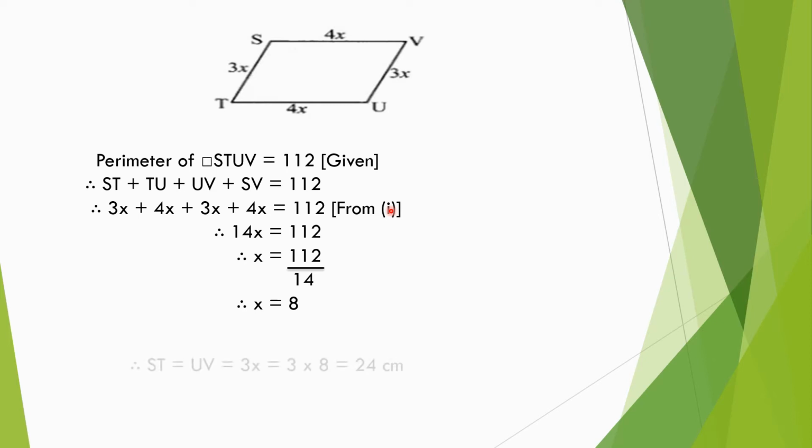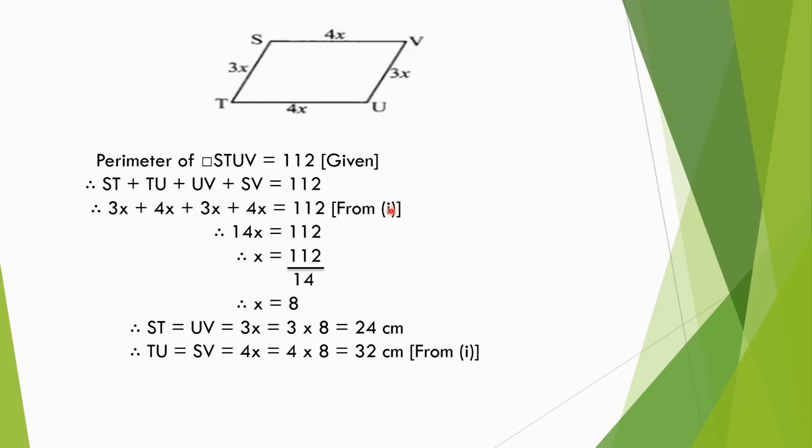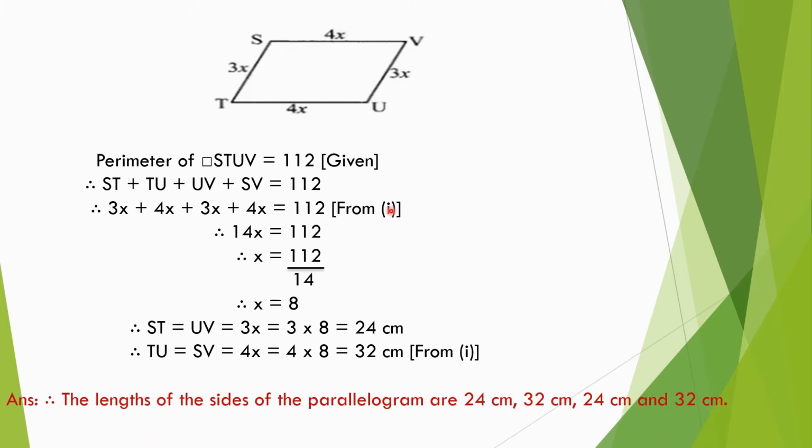And therefore ST is equal to UV is equal to 3x, that is 3 into 8 is 24 centimeter, and TU is equal to SV is equal to 4x is equal to 4 into 8 is equal to 32 centimeter. And therefore the final answer: the lengths of the sides of the parallelogram are 24 centimeter, 32 centimeter, 24 centimeter and 32 centimeter.